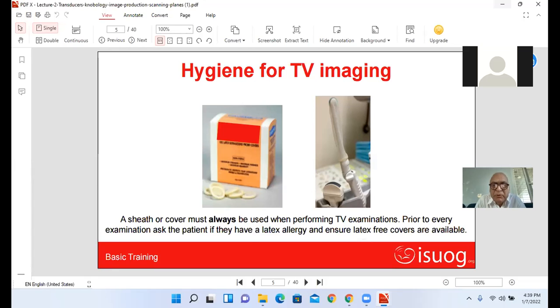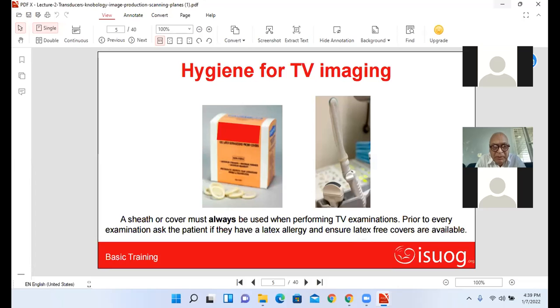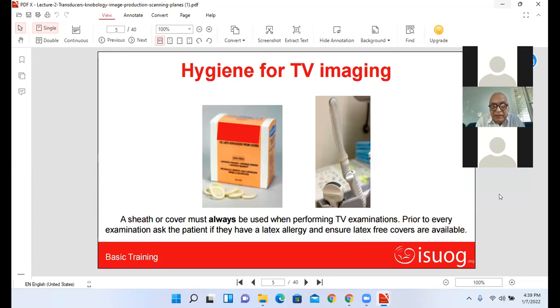And of course, I don't think many people have latex allergy in our place. At least in my so many years of practice, nobody complained about latex allergy. And especially the curvilinear, also same thing. And many times what we see is the jellies are not wiped out.